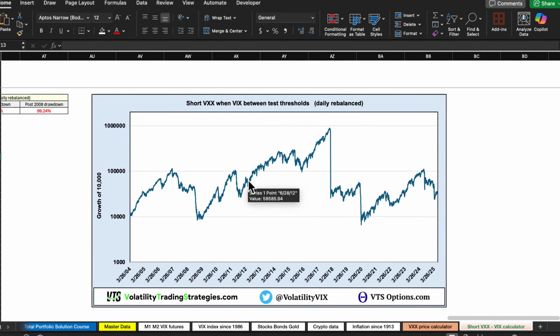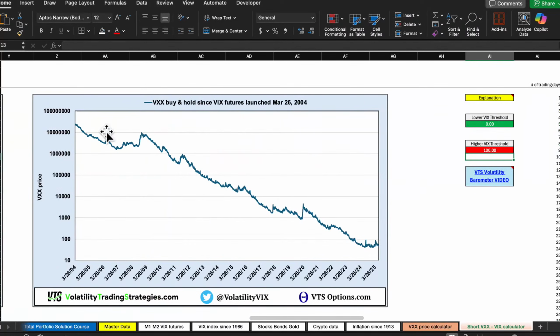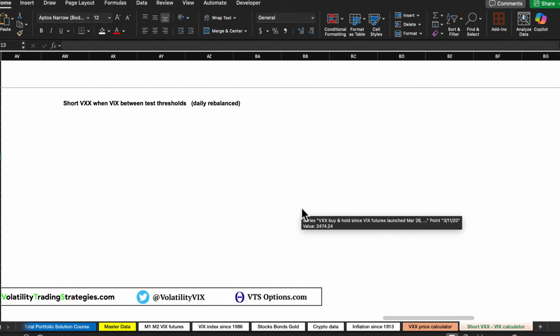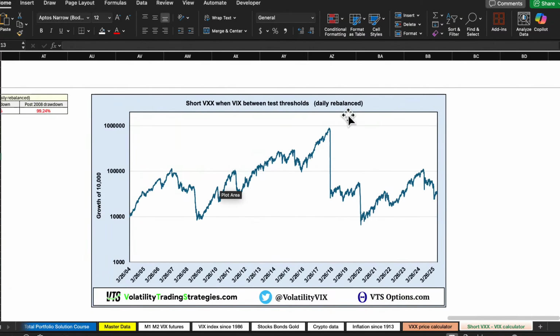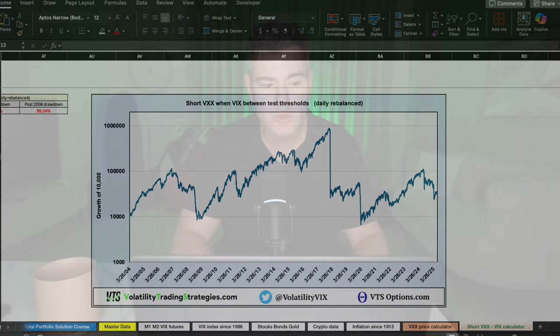This is the performance of short VXX buy and hold. Now, this is where I said that, well, wait a second. I thought it looked like this. I thought the VXX just goes down forever. What's going on? Well, the truth is you have to daily rebalance, or at least regularly rebalance, because when you short something, and I should probably do a full live stream in the future explaining this, but when you short something, obviously you can only ever make 100%.